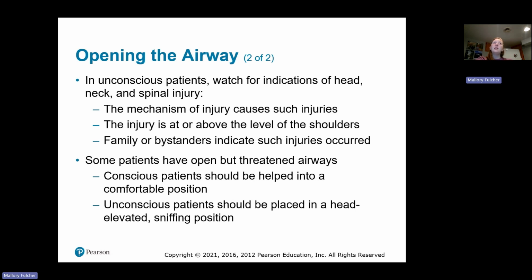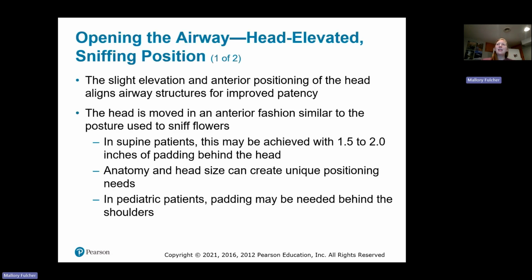So if you've got a pillow behind them or something a little bit harder, like a roll of towels or a blanket that you folded, something like that, to elevate their head slightly into that sniffing position. The slight elevation and anterior positioning of the head aligns the airway structures for that improved patency. So if you guys all kind of do this with me, it looks silly, I will say, but sit up nice and straight and pull your chin in towards your neck. So you're kind of pushing back and pulling your chin in.